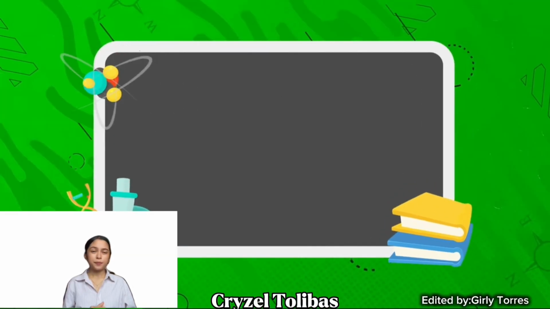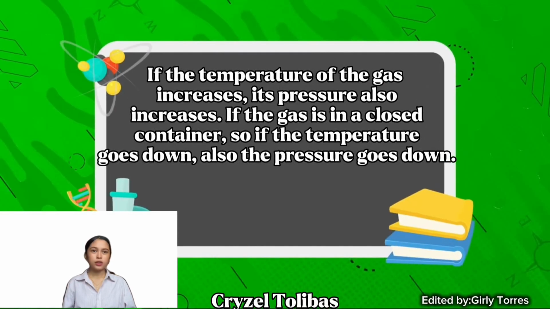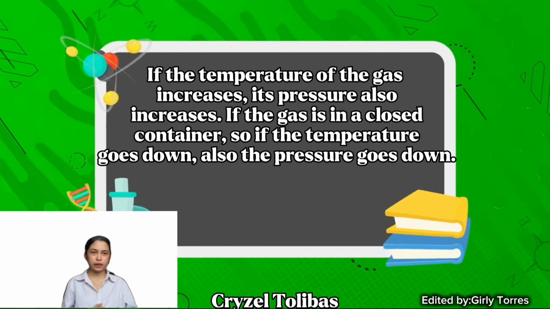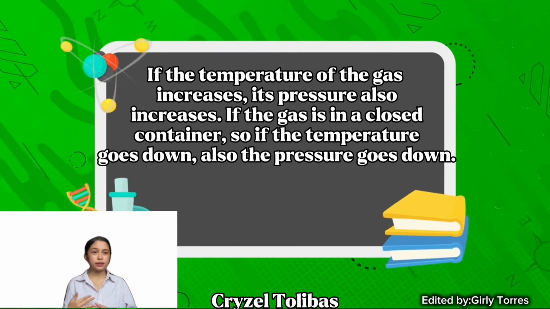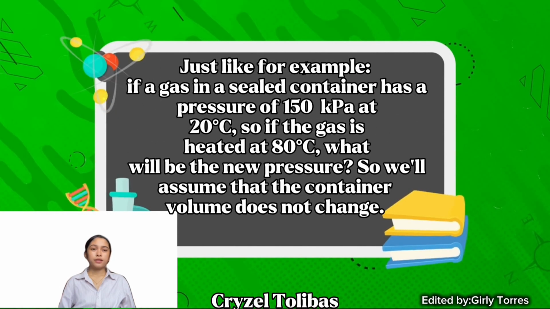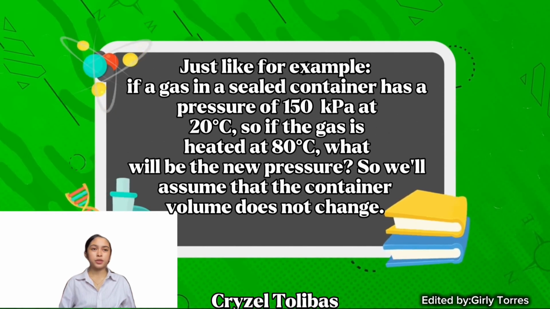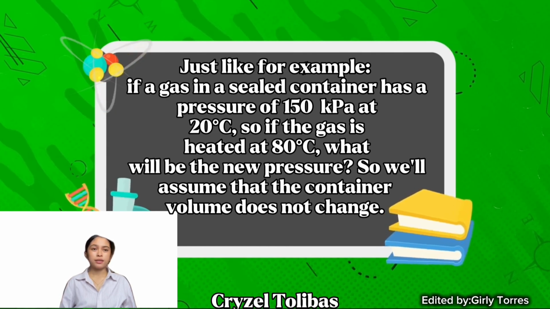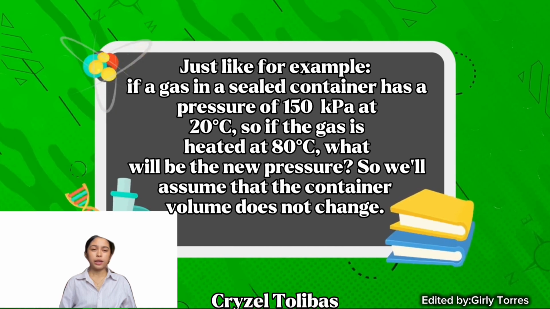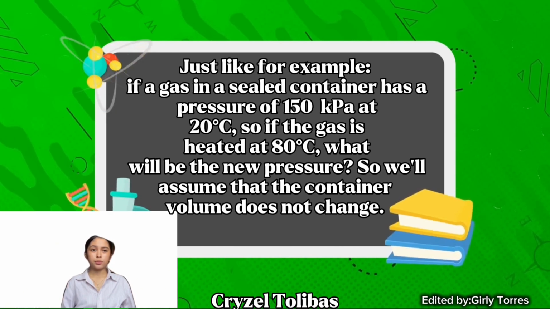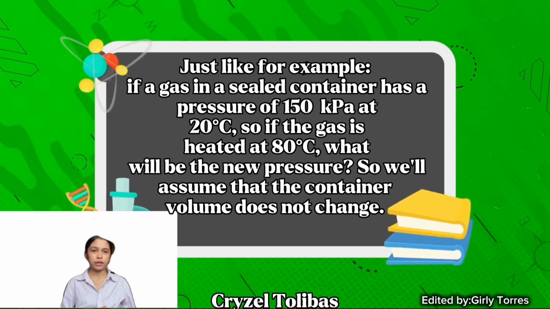Okay, next is Gay-Lussac's law. It says that when the temperature of a gas increases, its pressure also increases if the gas is in a closed container. So if the temperature goes down, the pressure also goes down. For example, if a gas in a sealed container has a pressure of 150 kPa at 20 Celsius, and the gas is heated to 80 Celsius, what will be the new pressure? We'll assume that the container volume does not change.